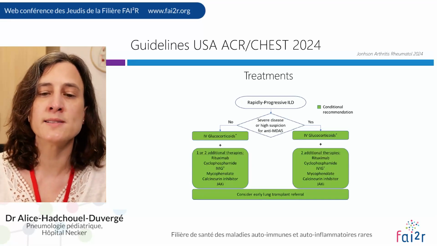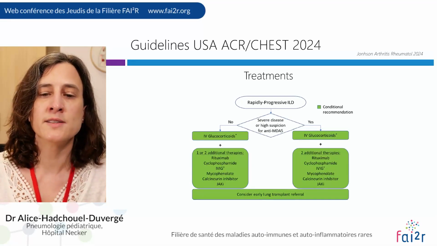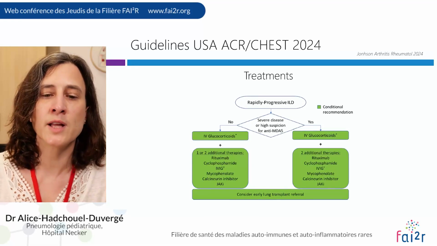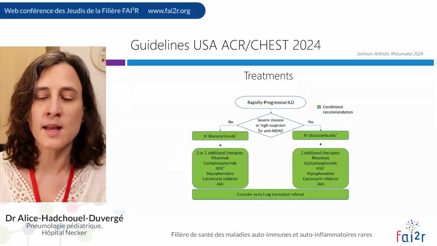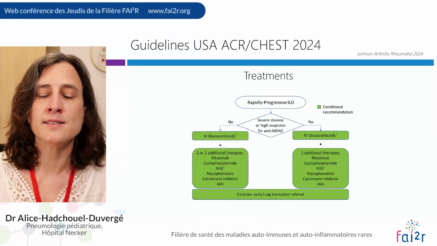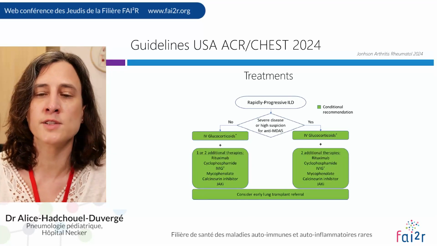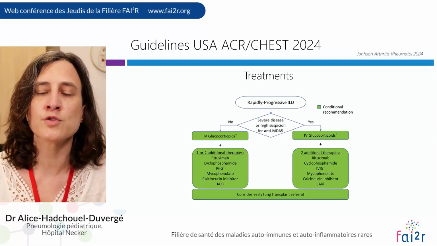And if there is no risk of anti-MDA5 dermatomyositis, the treatment should rely on IV glucocorticoid, but with only 1 additional therapy. And also, in case of rapidly progressive interstitial lung disease, but also in case of progressive interstitial lung disease that progresses despite the first-line treatment, it is important to keep in mind that the patient should be rapidly referred to a lung transplant center for a first contact.